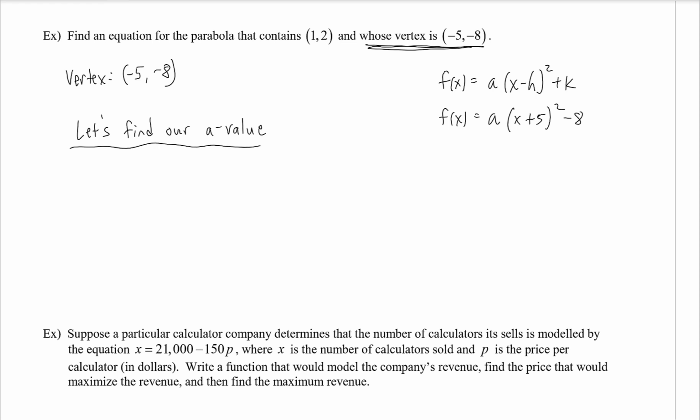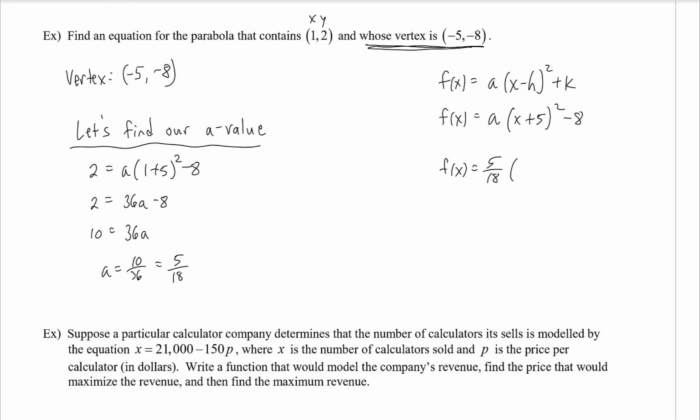So let's go find the a value. This is just a coordinate, (x, y), that is on the graph of the parabola, therefore it solves this equation. So I can plug in 2 for y. I can plug in 1 for x. And then I get 2 equals 36a minus 8. So I'm going to get 10. So a must be 10/36. Oh man, that'd be what, 5/18, if I did that right? So it should be 5/18.